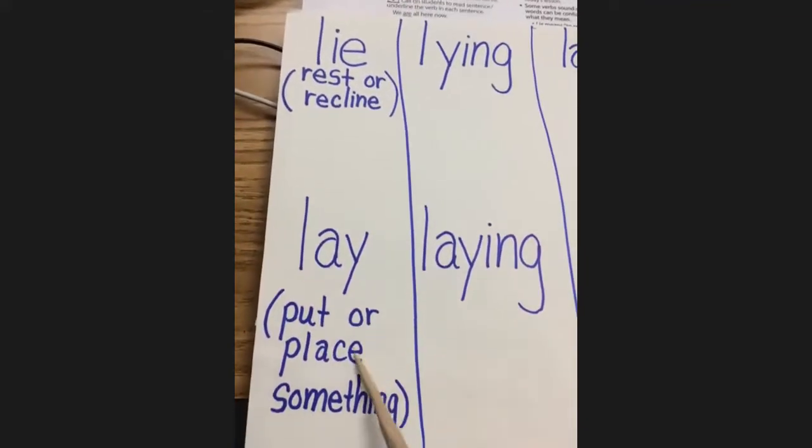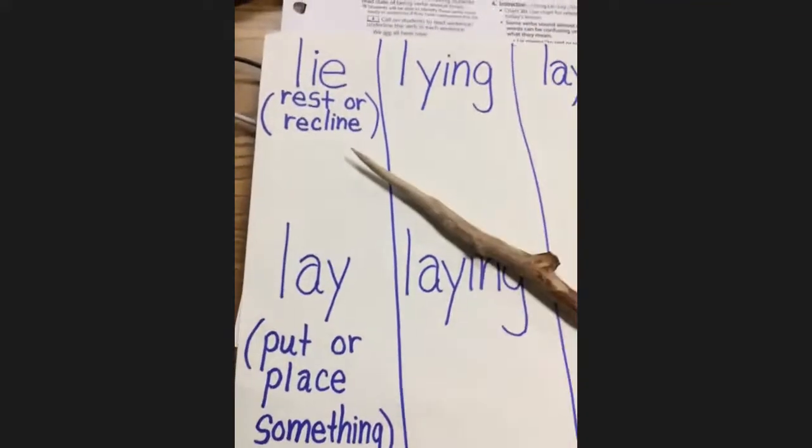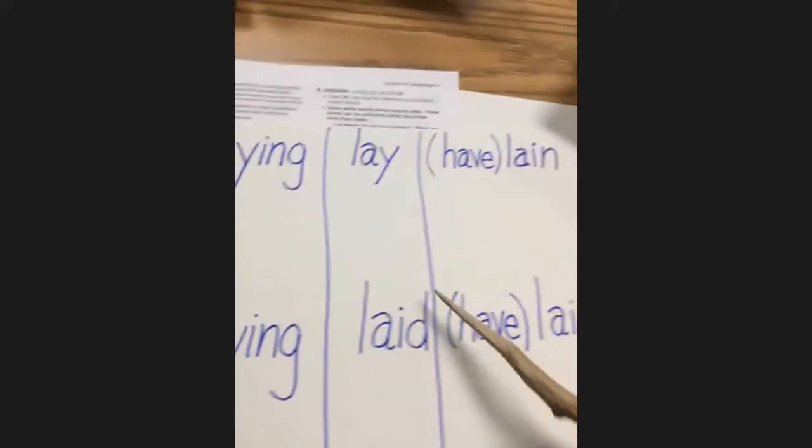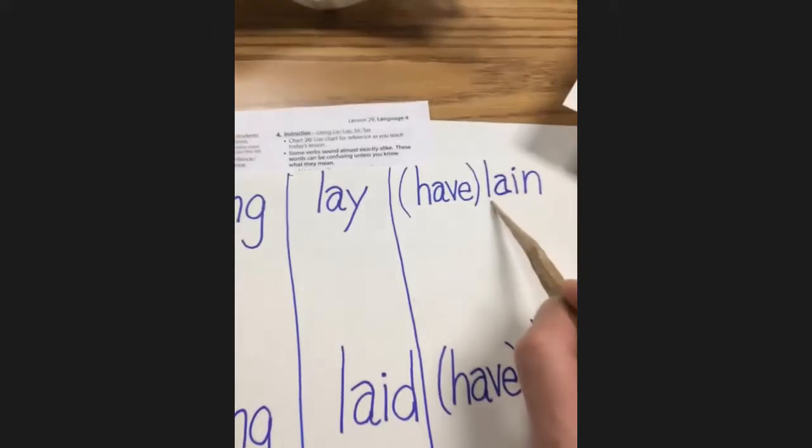Lay, put or place something. I lay it in the present. Laying, laid in the past. Have laid. If it's with a helper, have laid. Notice how this one changes for the word lie, changes to laying.